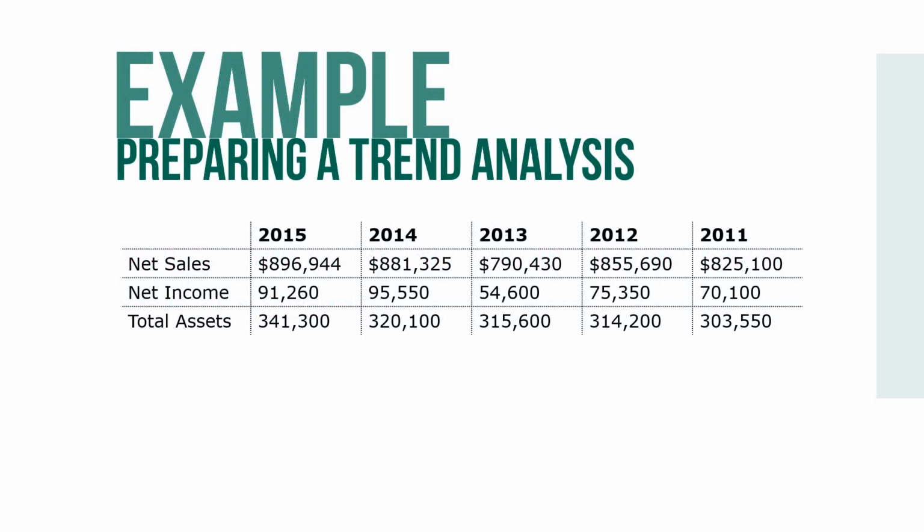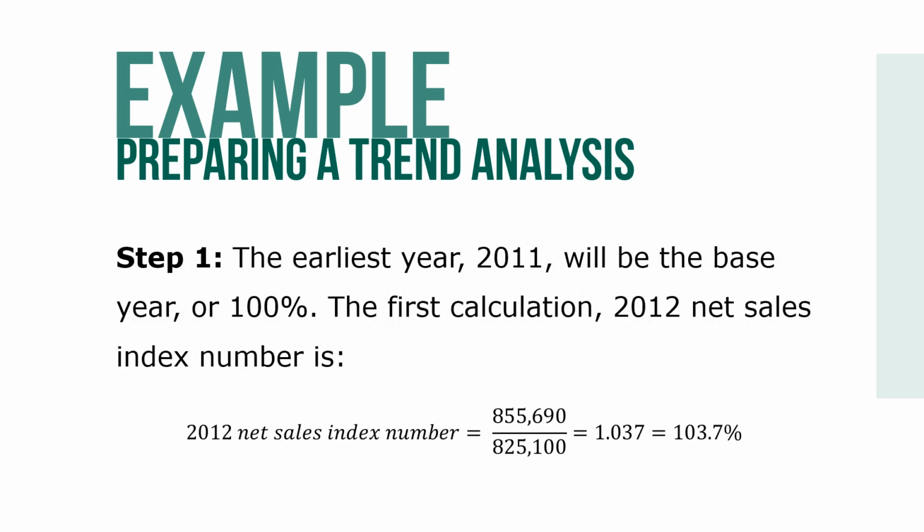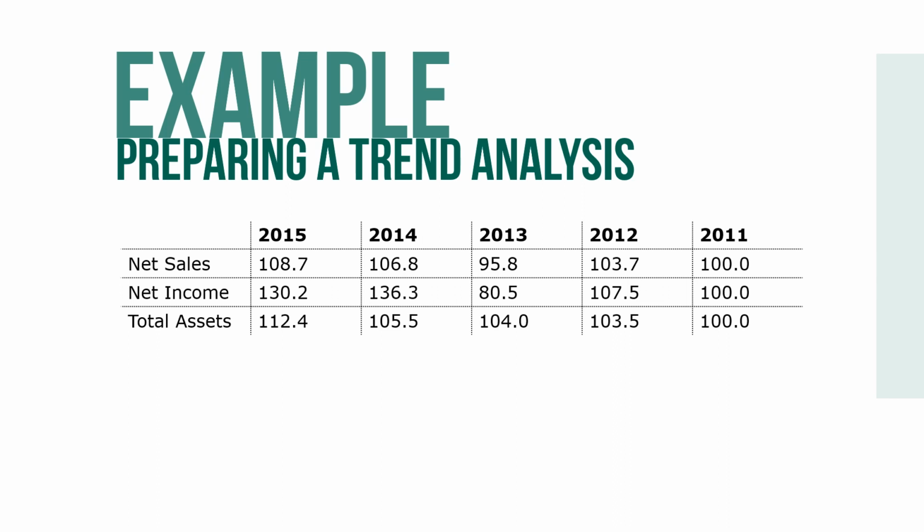From the following data, prepare a 5-year trend analysis of net sales, net income, and total assets. Step 1. The earliest year, 2011, would be the base year or 100%. The first calculation, 2012 net sales index number, equals 855,690 over 825,100, which equals 1.037 or 103.7%. Here's the 5-year trend analysis of net sales, net income, and total assets in percentage using those steps.